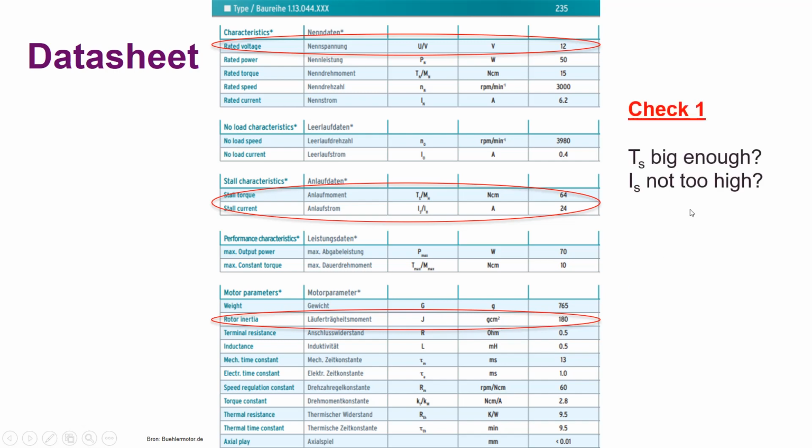So check number one should be: is my stall torque big enough? Because that is what I require from the motor. But we also want to check whether or not my stall current isn't too high, because that is a requirement for my power supply and for my amplifier.